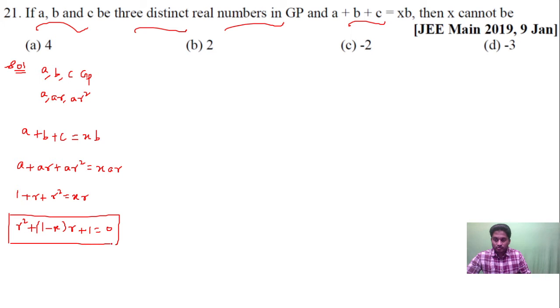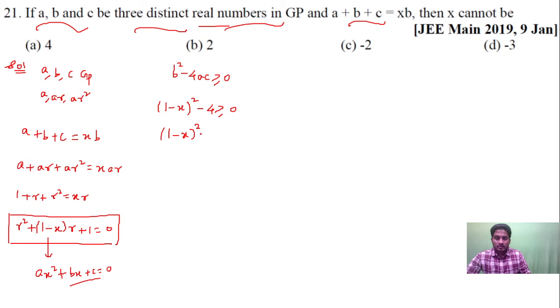Right, for roots to be real, b square minus 4ac, the discriminant, should be greater than or equal to 0. So this is of the form ax square plus bx plus c is equal to 0. You understand? It's given in the question that these are distinct real numbers, so the discriminant b square minus 4ac should be greater than or equal to 0. So (1 minus x) the whole square minus 4, where a is 1, c is 1, is greater than or equal to 0. I can write this as (1 minus x) the whole square minus 4, and 4 can be written as 2 square, greater than or equal to 0.